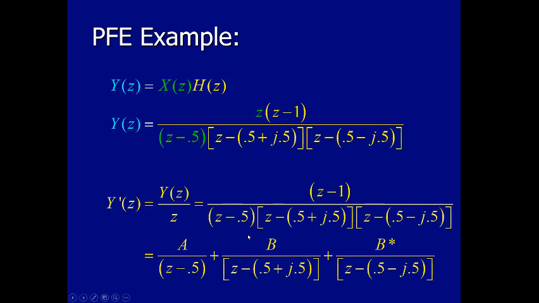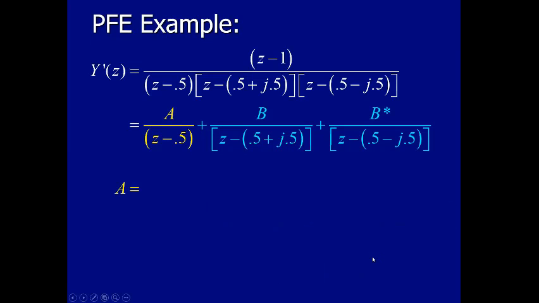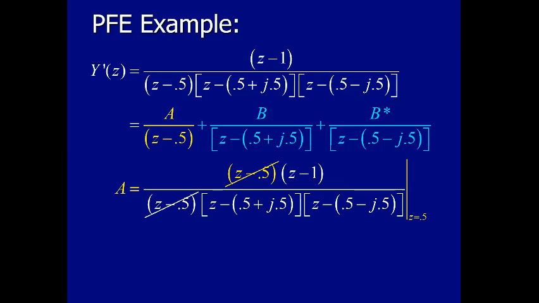We break it up into individual terms with each of the poles. An unknown A with the z minus 0.5 term, an unknown B with the first complex pole, and the second complex pole gets B again, its complex conjugate. So I only have to solve for 2 coefficients, not 3. A we do in the normal manner.